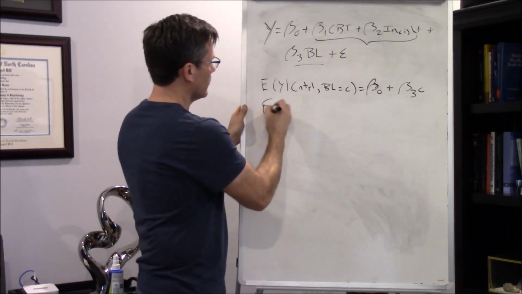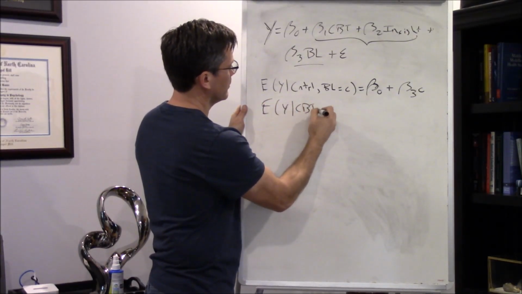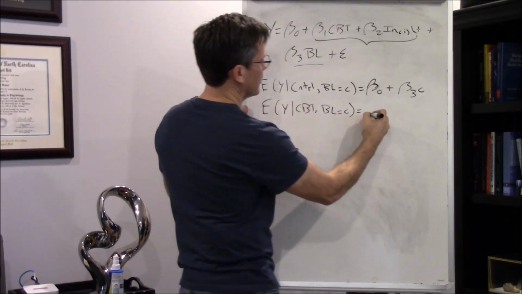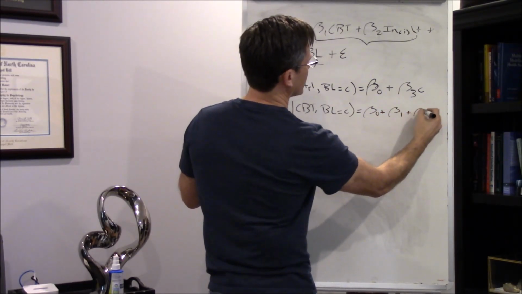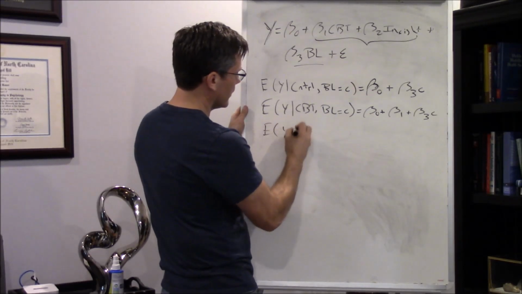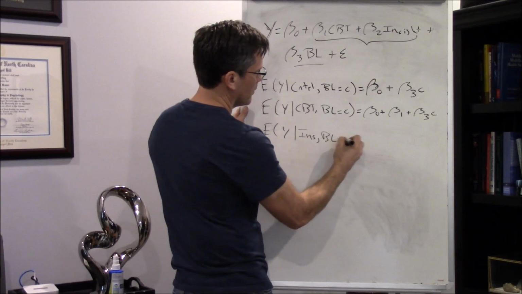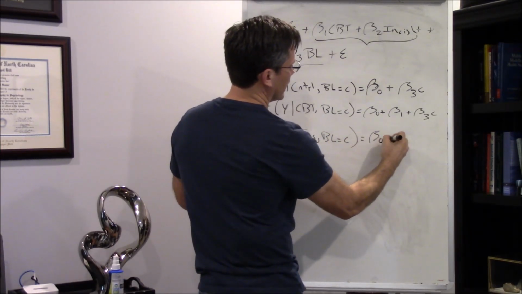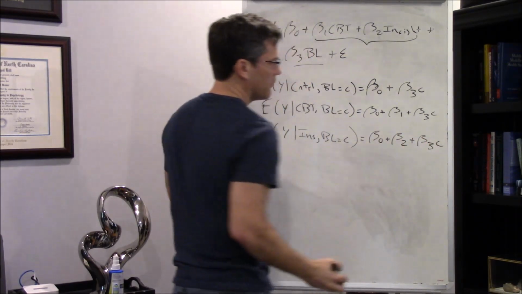And then I might want to know, what about if you're in the CBT group? Again, I'm going to set baseline to that same constant, beta naught plus beta 1 plus beta 3c. What if you're in the insight group? Again, I'll hold baseline satisfaction constant. Now I get beta naught plus beta 2 plus beta 3c.